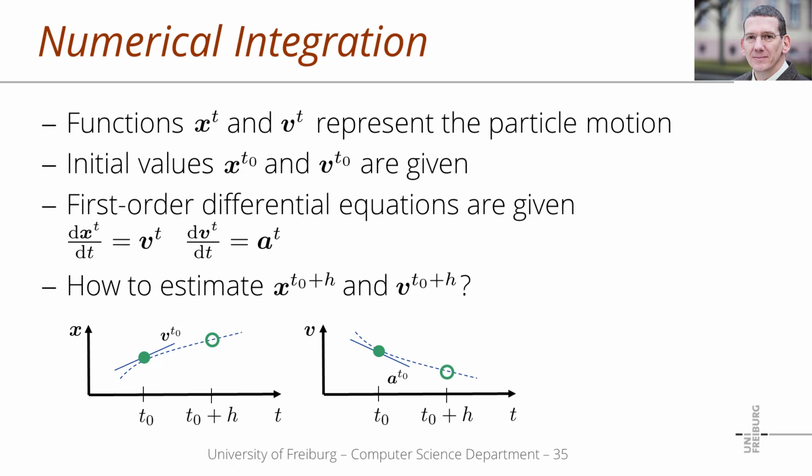One simple idea would be to assume that the particle velocity does not change between t0 and t0 plus h. If the velocity is constant in between the two time points, then we can easily compute x at t0 plus h from the current position plus time step times velocity.